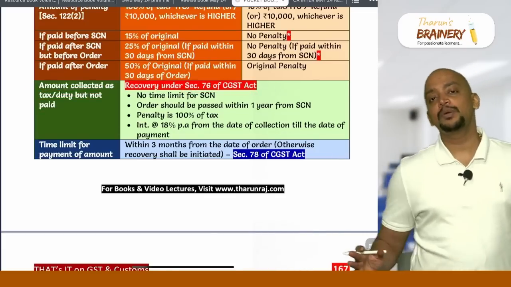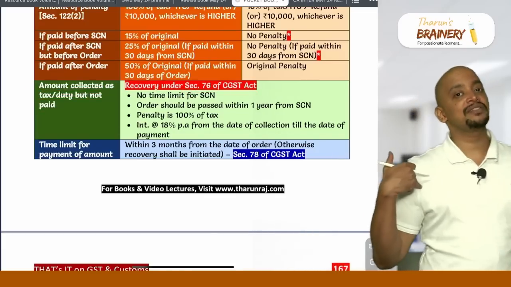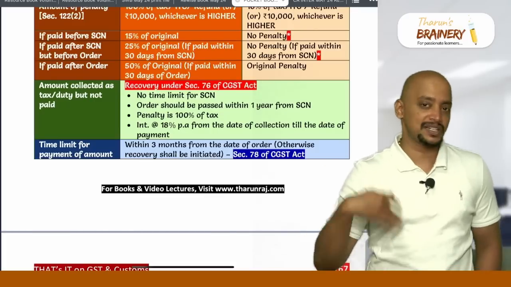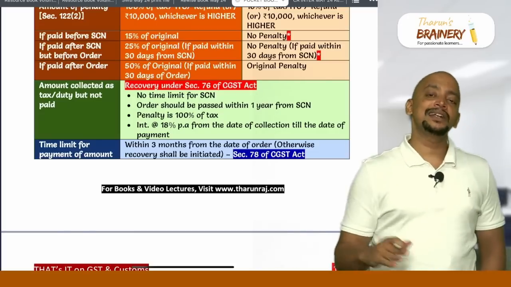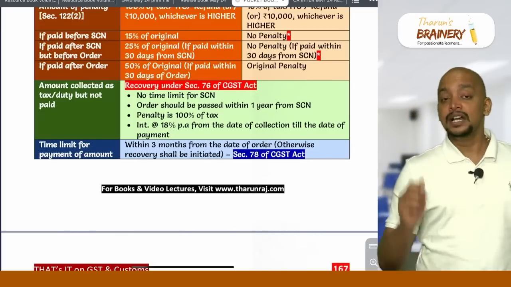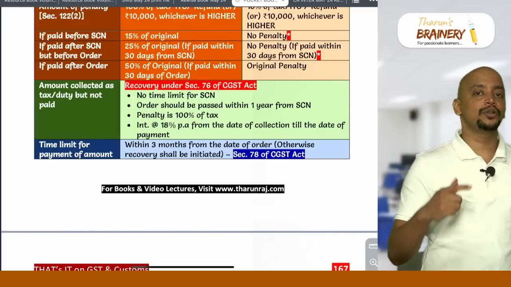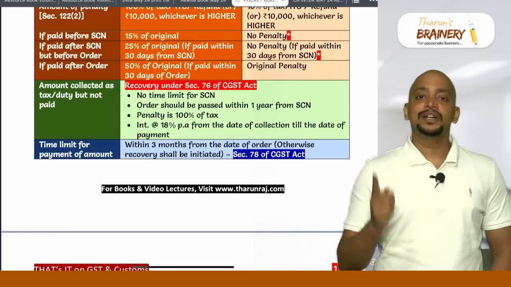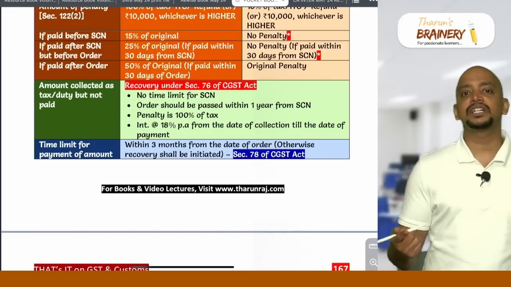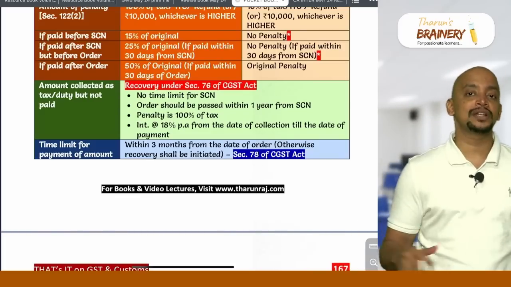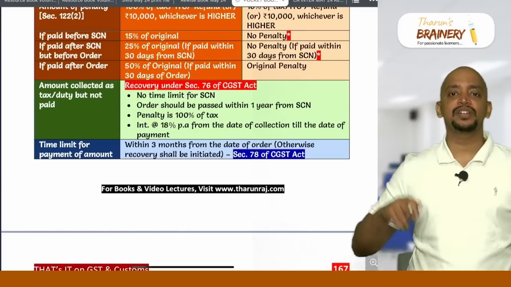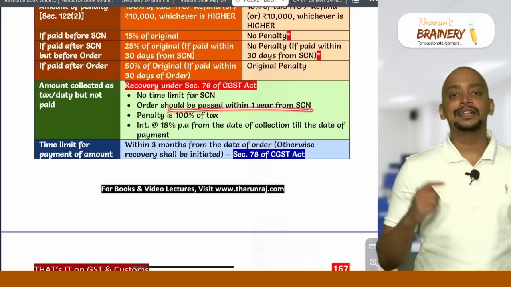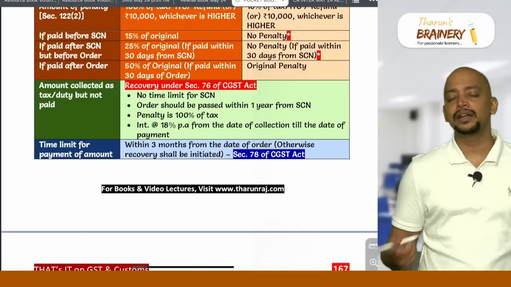And there is no time limit for giving the show cause notice. Notice can be given anytime, even after 3 years, 4 years, 5 years, 10 years also, notice can be given. But whenever the notice is given, from the date within 1 year, the order should be passed. But there is a time limit for giving the order and notice in case of 73, 74. But in case of 76, the advantage for the department is that there is no time limit for giving notice. Even after 30 years or 40 years also, they can give the notice. And whenever they give the notice, from there within 1 year, they need to pass the order. And this is amount collected as tax and not paid within 3 months.